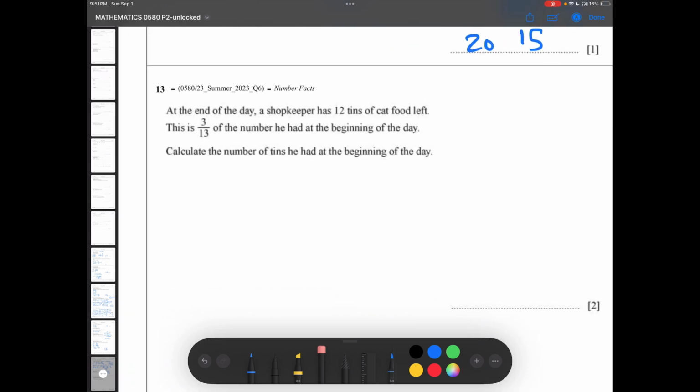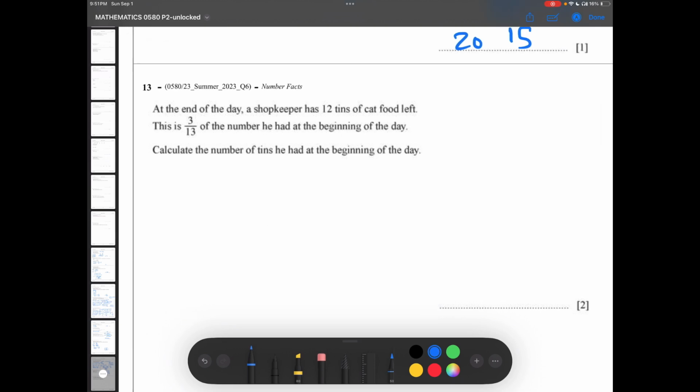So in question number 13, it says, at the end of the day, a shopkeeper has 12 tins of cat food left. This is 3 upon 13 of the number he had at the beginning of the day. Calculate the number of tins he had at the beginning of the day. So at the end of the day, 12 tins have been left, right? And this 12 is 3 upon 13 of the number he had at the beginning. So let x be that number he had at the beginning of the day. X is equal to the tins he had at the beginning, and that's what we have to find out.